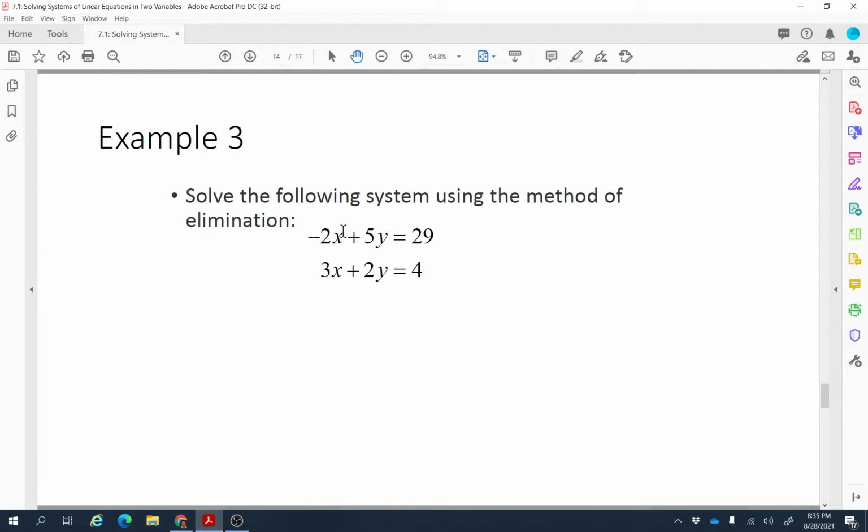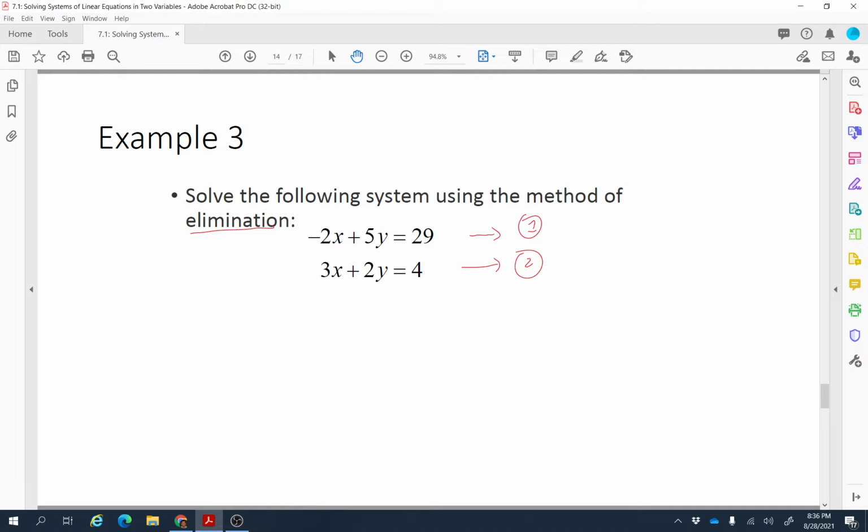So I'm going to show you one example here. There is negative 2x plus 5y equals 29. That's the first equation. 3x plus 2y equals 4. That's the second equation. Method of elimination means we need to multiply equation 1 or equation 2 in a way that we could eliminate one of the variables. As you can see, there is a negative 2x and there is a positive 3x.